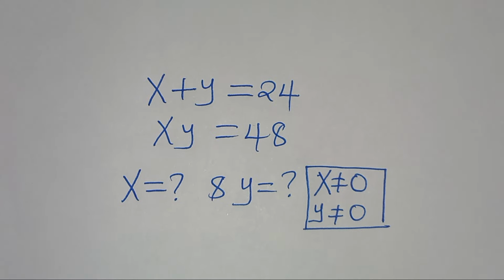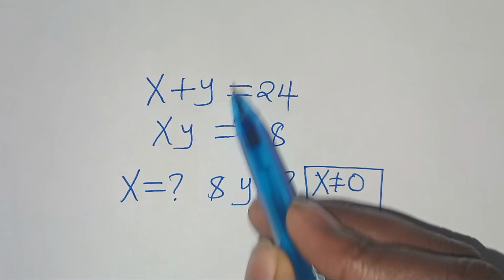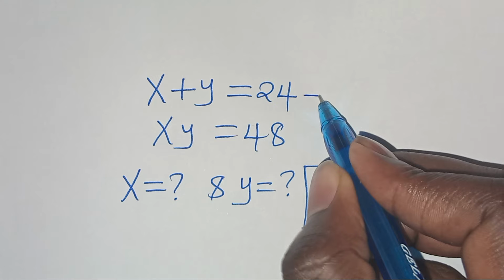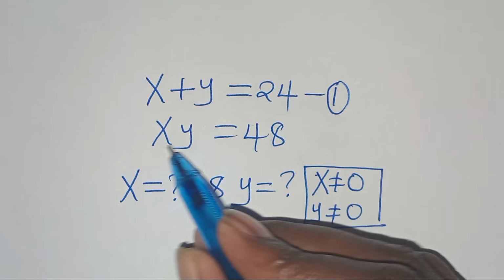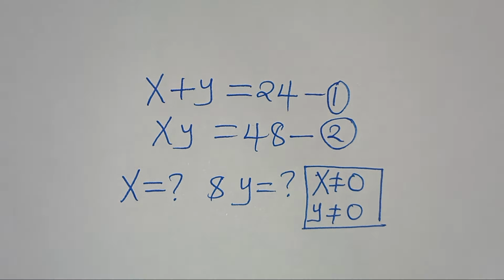Hello everyone, you're welcome to solve this nice algebra problem, which is x plus y equal to 24. Let's call this equation 1. x times y is equal to 48. Let's call this equation 2.